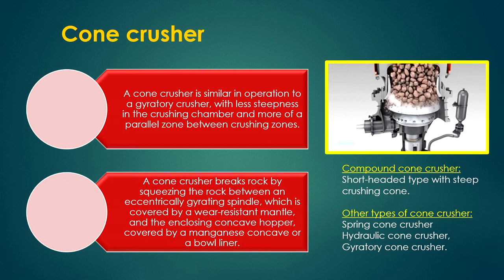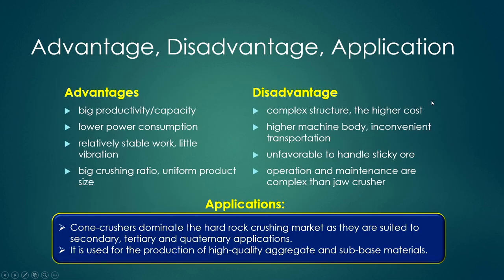Here there are two types of cone crusher generally being used. One is called the short headed type with a steep crushing cone, and others are the spring cone crusher, hydraulic cone crusher and gyratory cone crusher. Here also these have some advantages, disadvantages and applications.